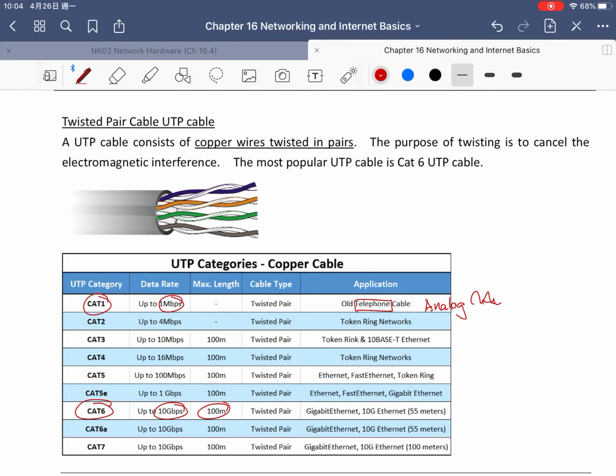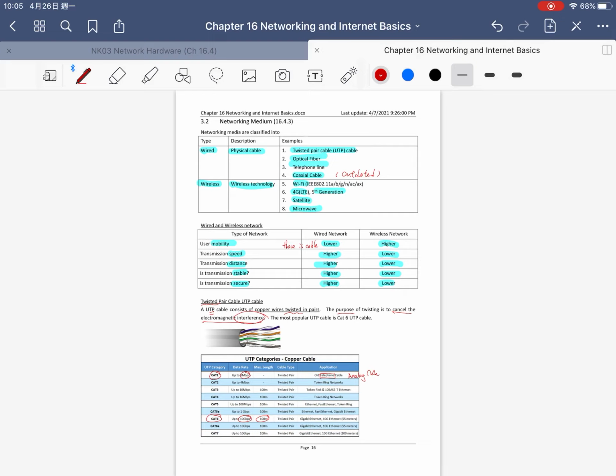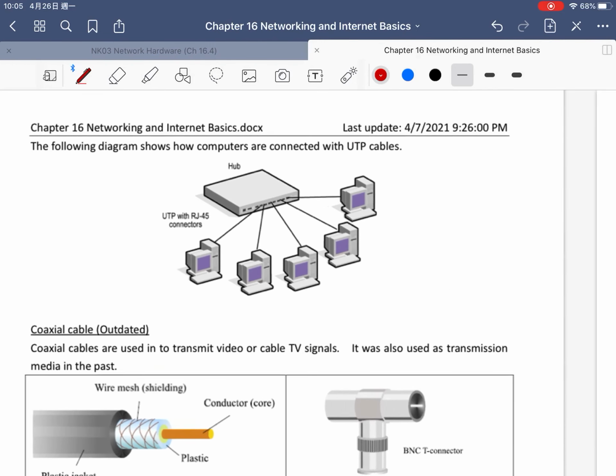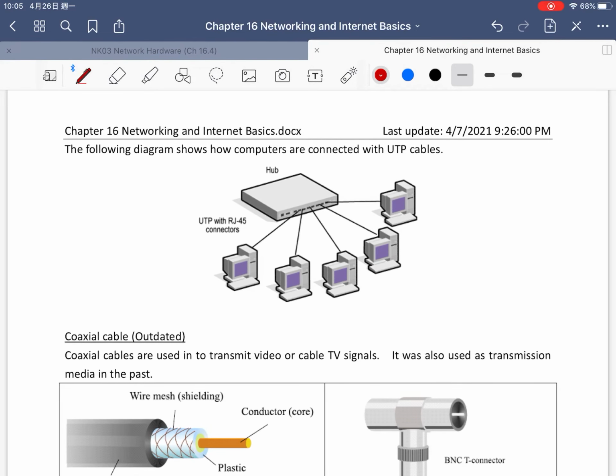The UTP cable, the TP stands for twisted pair. There is copper wire twisted. So the purpose is to cancel the electromagnetic interference, a phenomenon of mutual interference. The twisting can help you to cancel the interference. So for the connection of the UTP cable, you use the UTP cable to connect computer and the hub or switch together using the cable.